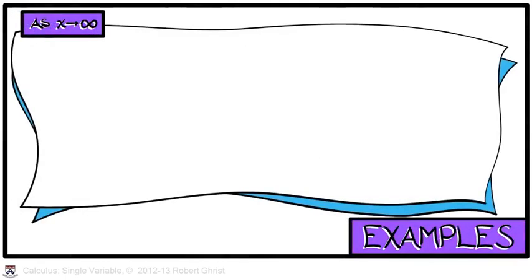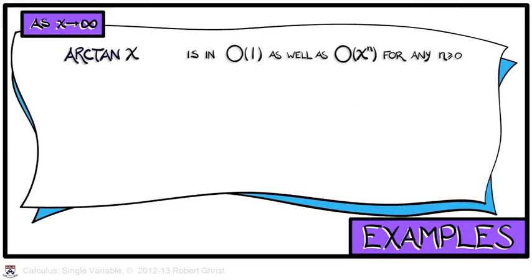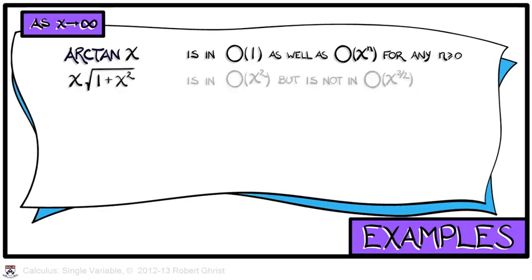As x is going to infinity, we have a number of interesting examples as well. Arctan of x is in big O of 1. It's bounded. That means it's also in big O of x to the n for any positive n. X times square root of 1 plus x squared grows quadratically at most, but it is not in big O of x to the 3/2.